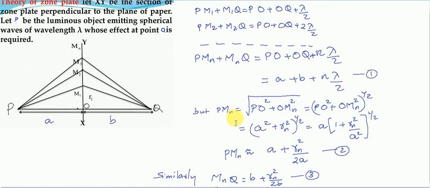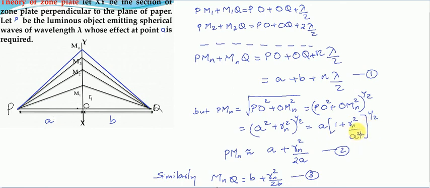Now PMn, using the Pythagoras method. Actually, what is PMn? Let me draw this. This is PMn, and this is MnQ. So PMn is equal to square root of PO square plus OMn square. That is equal to, PO is a and OMn is Rn, so square root of a square plus Rn square. Square root can be replaced by raised to 1 by 2. Now a can be taken out from this square root. If a square is taken out of the square root, it will be a times 1 plus Rn by a square, all raised to 1 by 2.